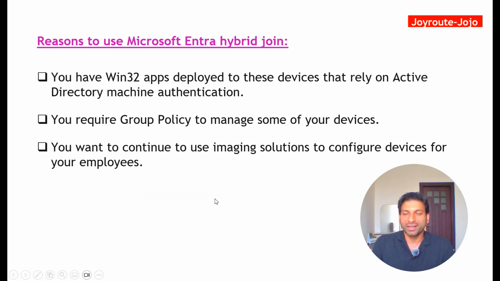What are the reasons to use Microsoft Entra Hybrid Join? You have Win32 apps deployed to these devices that rely on Active Directory machine authentication, because we may have some legacy application running on your on-premise Active Directory, where authentication is happening from AD. For those legacy applications, you cannot upgrade them, and there will be certain dependencies with that application. In that scenario, you have to choose Microsoft Entra Hybrid Join.